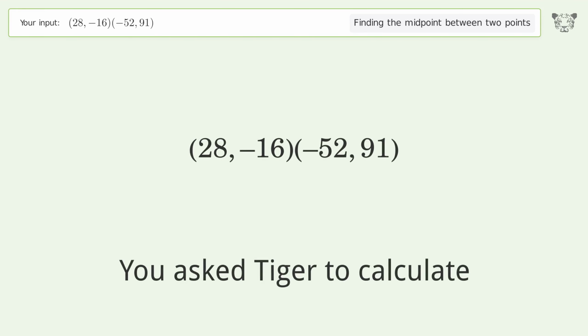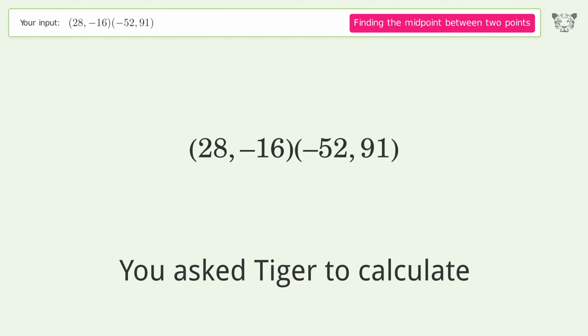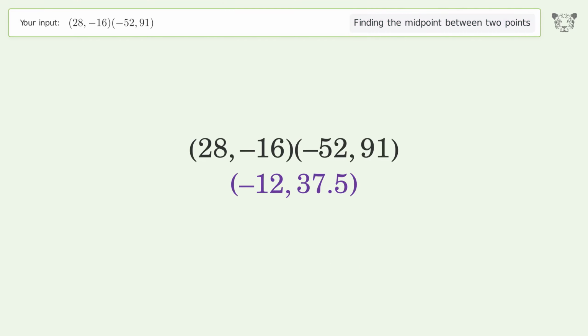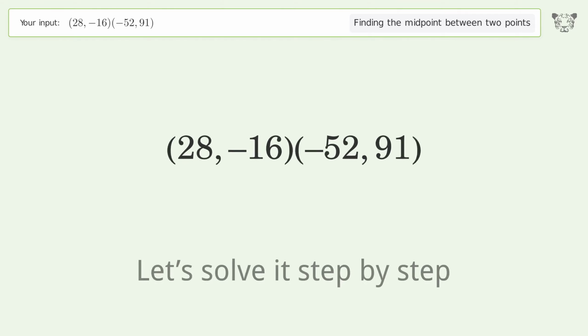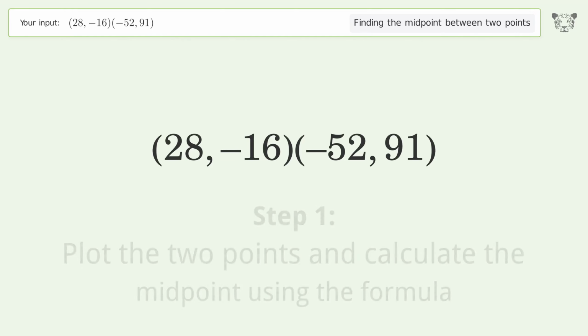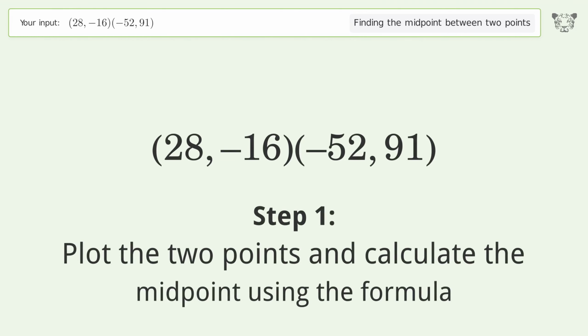You ask to calculate the midpoint between 2 points. The midpoint between the 2 points is -12, 37.5. Let's solve it step by step. Plot the 2 points and calculate the midpoint using the formula.